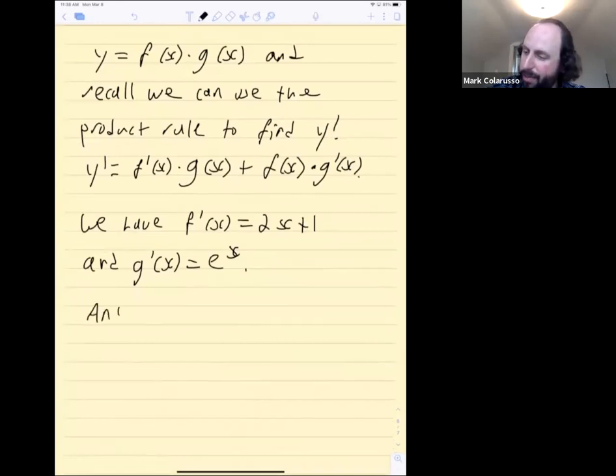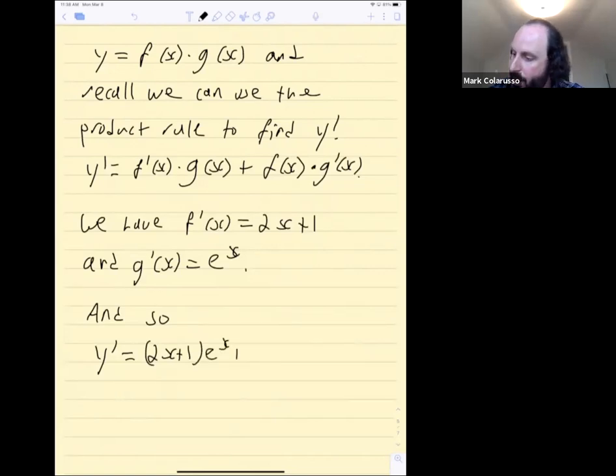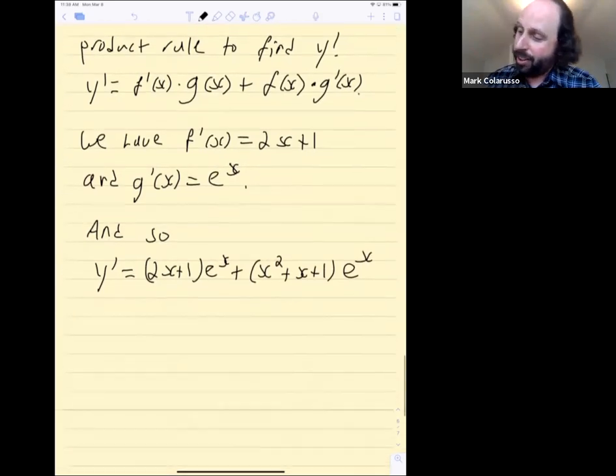And so y prime is equal to 2x plus 1 times e to the x, so times g of x, plus f, which is x squared plus x plus 1, times e to the x. The derivative of g is just g itself. Doesn't get any better than that, folks.